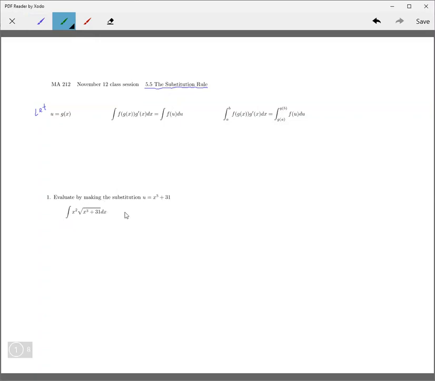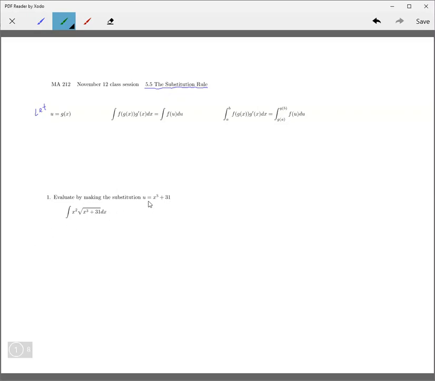Here you have x squared times the square root of this. Now this x cubed plus 31 is inside of the square root. So it's the inner function of this composition of the square root and x cubed plus 31. X cubed plus 31 is the inner function. So you let u be that.